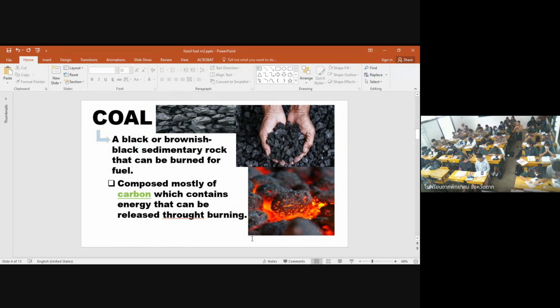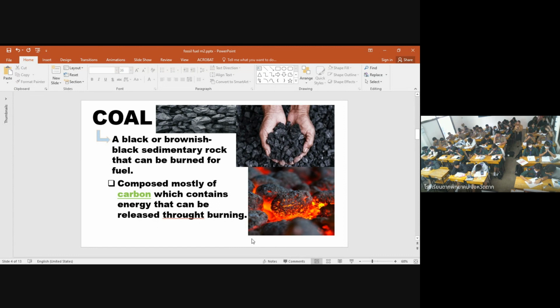Try to look at the picture. This is an example of your coal. You can see this one is burning coal. Again, it is composed mostly of your carbon. So that is your coal.